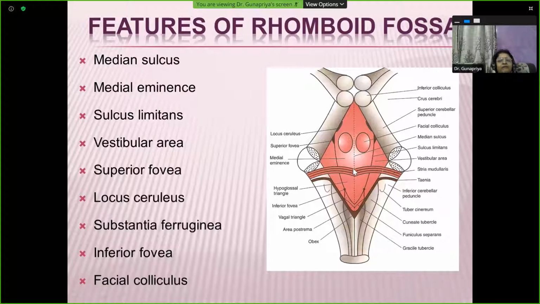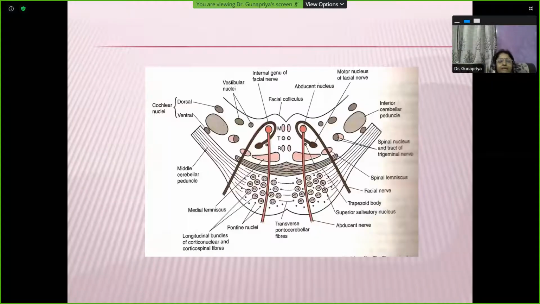I repeat once again: median sulcus, medial eminence, facial colliculus, sulcus limitans, superior fovea, and locus ceruleus, and what each one contains. Now, this is the inferior fovea in the medullary part of the rhomboid fossa, and almost everything else has been covered already. This area is your vestibular area, just above the stria medullaris, from where the vestibulocochlear nerve is going to emerge from the ventral aspect of the pons.